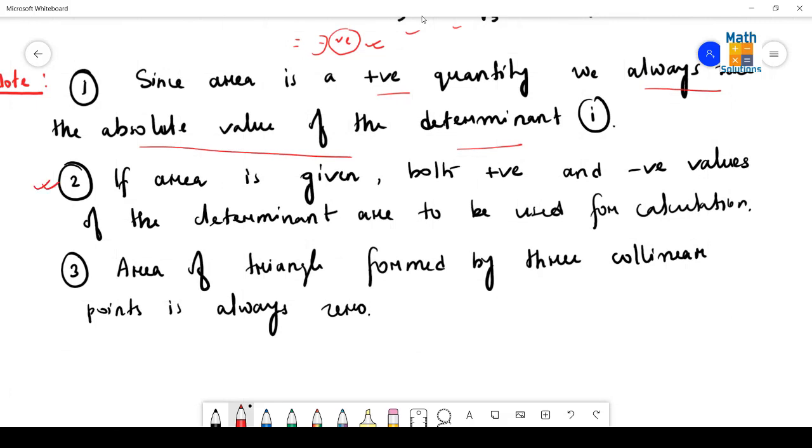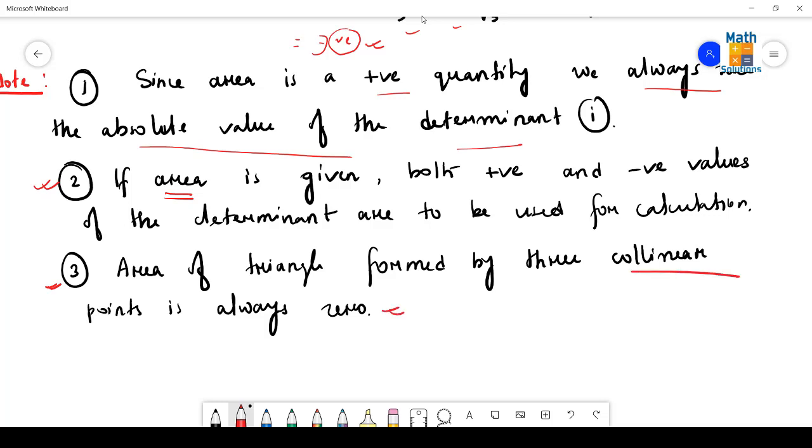Then coming to point number 2, if area is given, both positive and negative values of the determinant are to be used for calculation. Since area is given, it is always a positive quantity, actually absolute value is considered. That is why inside the determinant, if any term is there to be evaluated by using this area, in that case both positive and negative senses of this area are to be taken into consideration. Then coming to the third point, area of a triangle formed by 3 collinear points is always 0.